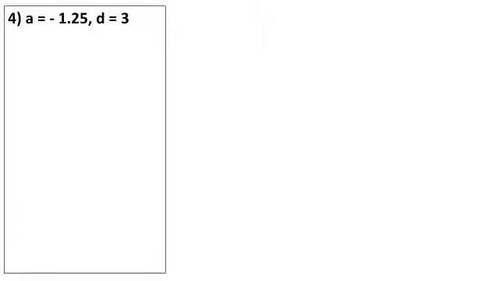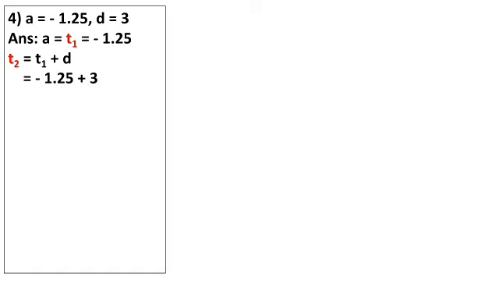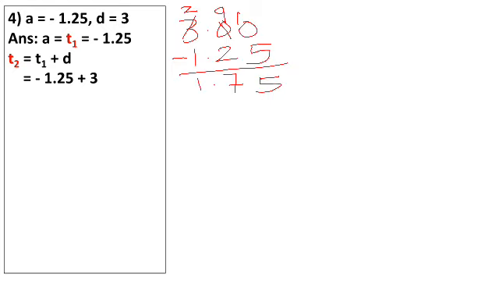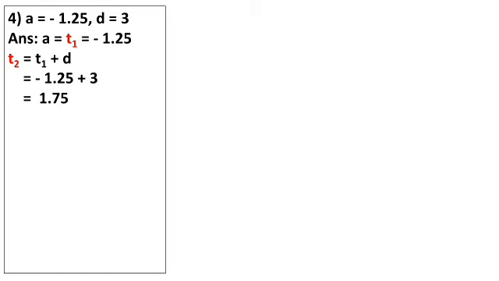Now the next sum is the fifth one. A equal to minus 1.25, D equal to 3. So T1 we have already, that is the A, minus 1.25. For getting T2 we need T1 plus D. So T1 is minus 1.25 plus 3. If we subtract, the 3 is not given in the decimal, we'll put in the decimal 3.00, so it will be easy for you to subtract. So we get the answer 1.75. Why we got the positive answer? Because the bigger number is 3, the sign is plus.